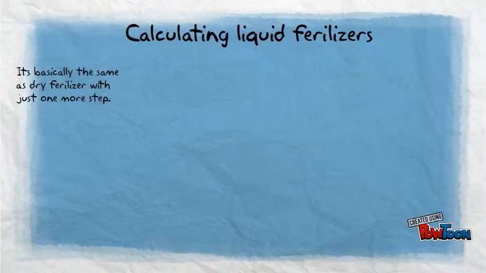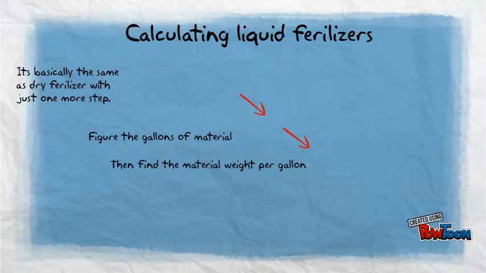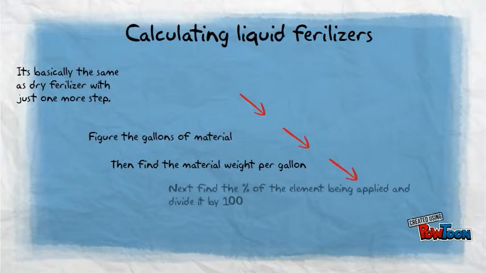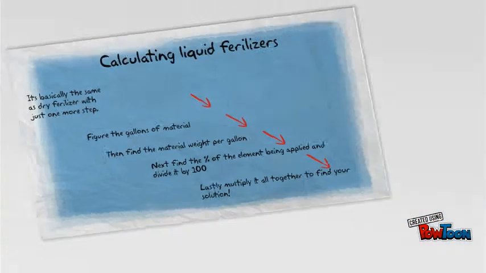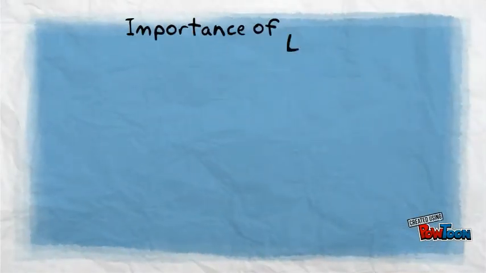Calculating liquid fertilizers. It's basically the same as dry, but with just one more step, and that's with the gallons of material. You're not going to have that with the dry. Once you find all of the aspects of this, you multiply it by 100, or divide it by 100, then multiply it all together, and there's your solution.